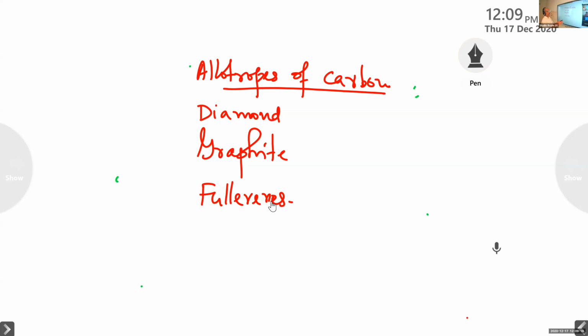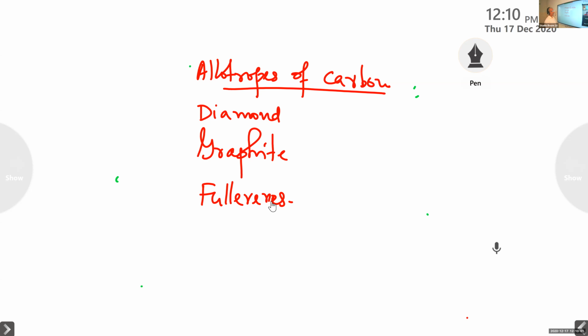Now, the layers are very weakly held. The distance between the layers, that is 340 picometer. For a true single bond, a carbon-carbon single bond, it's only 154 picometer. But here the distance between the layers comes almost double. It is 340 picometer. So the layers are held very weakly. Very weak attraction between the layers.